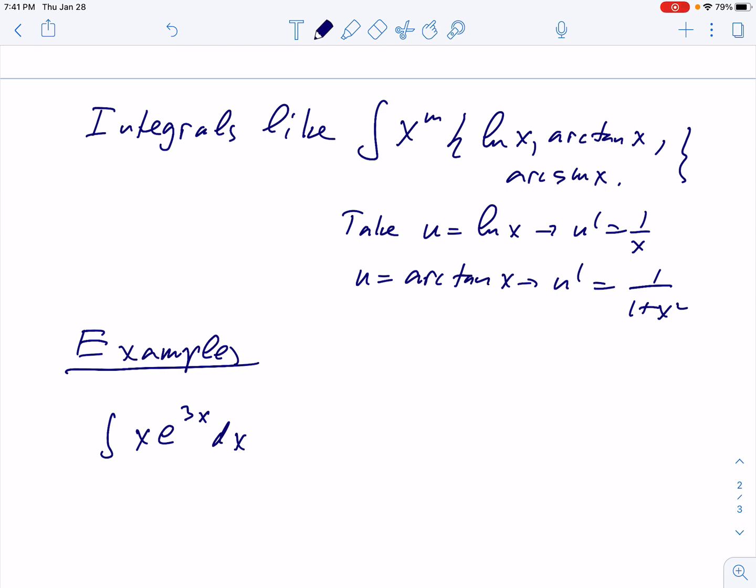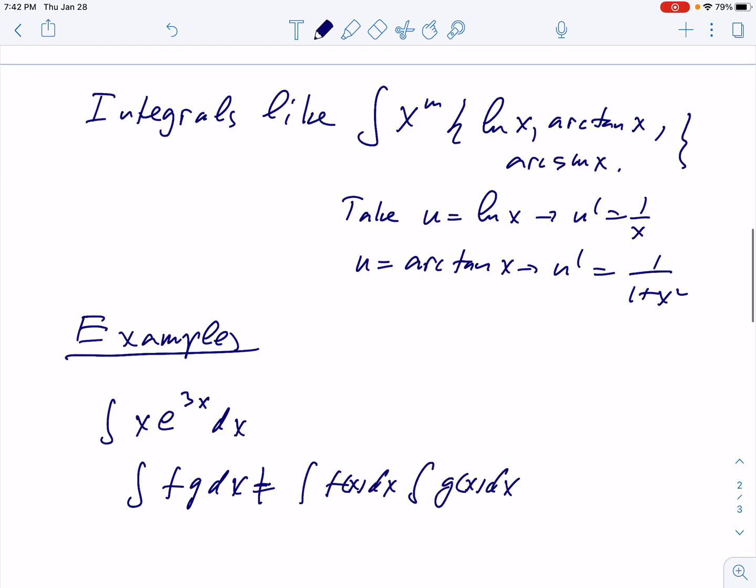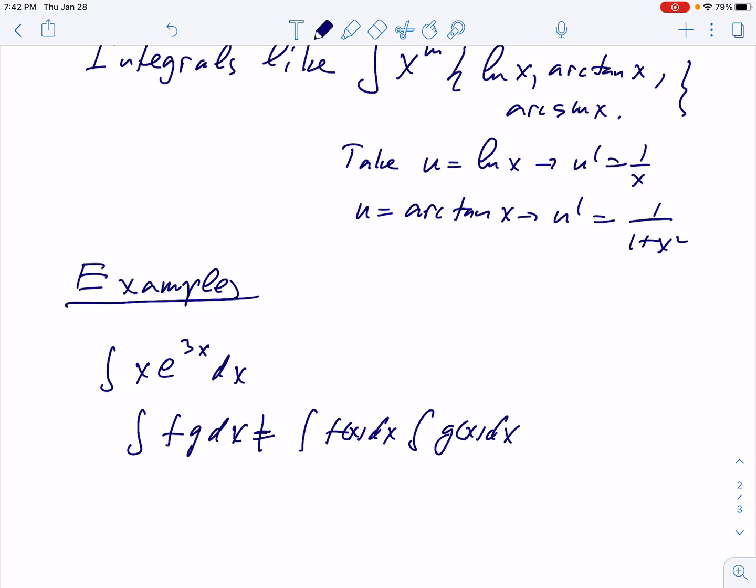Also remember that integrals do not have this property. If you have the integral of f times g dx, this is not the integral of f(x) dx times the integral of g(x) dx. So you cannot just distribute the integration here.